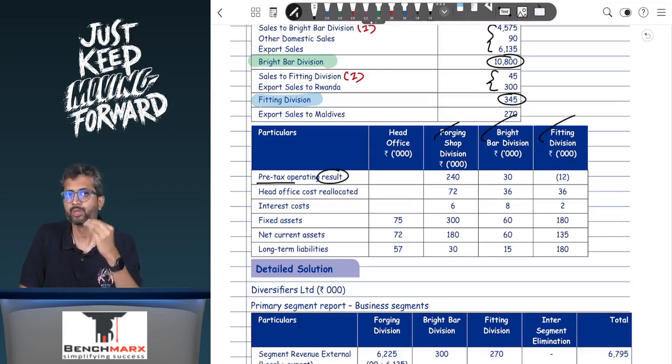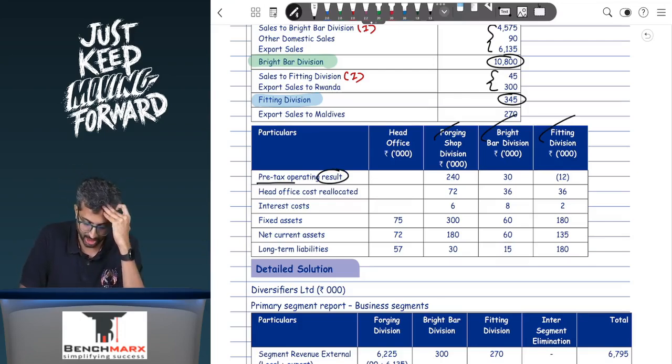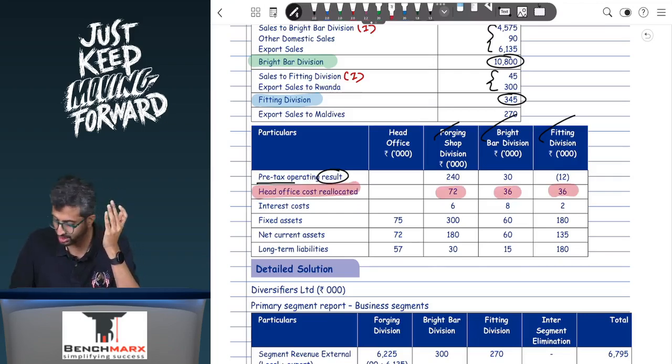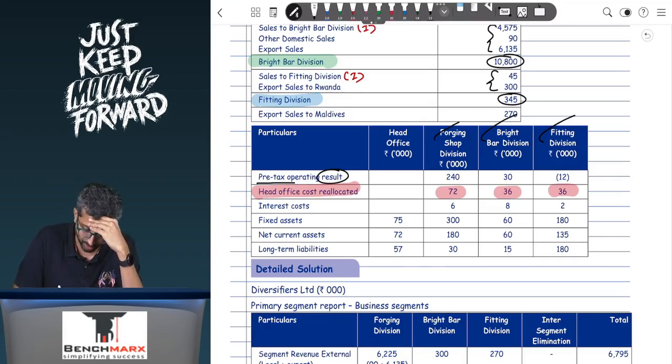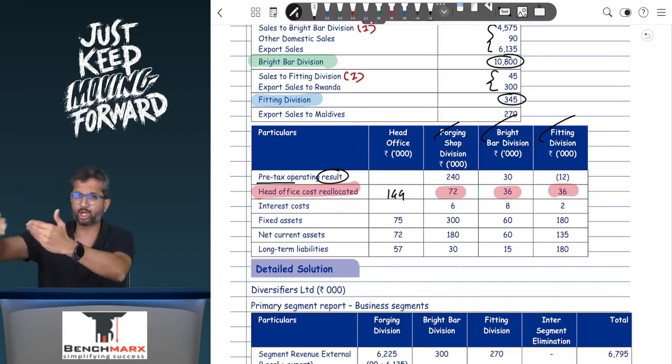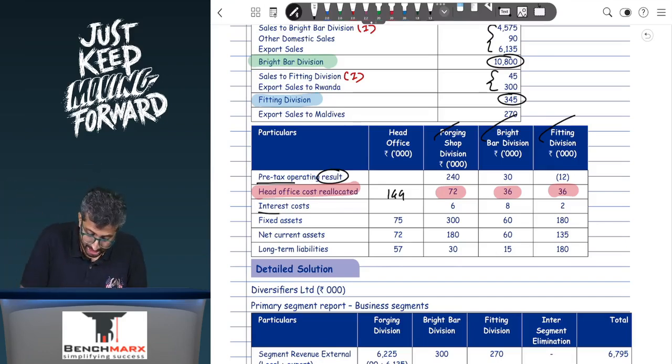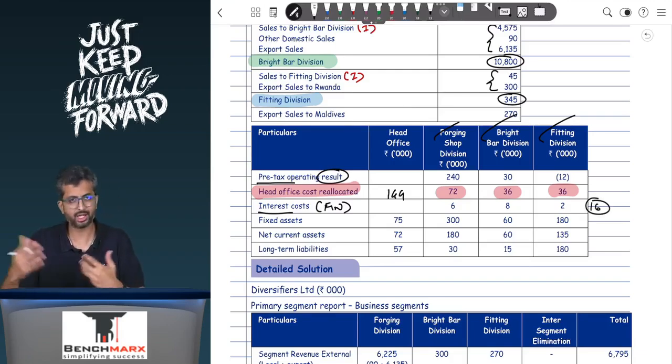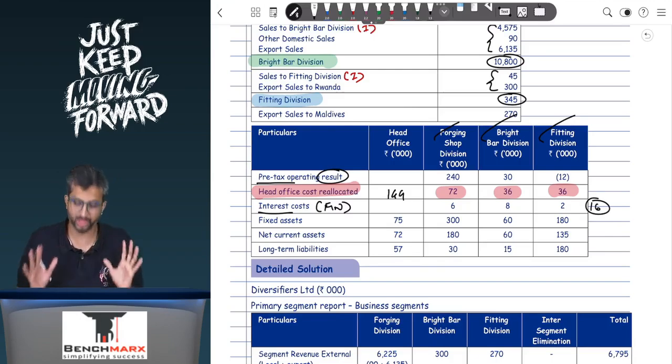So divisions business seems to be my primary segment. Head office cost reallocated. Now this is a little tricky. If I look at this, maybe a total of 144 of total expenses are linked to head office. Institute has assumed this to be unallocable and it is to be shown separately. Similarly, interest costs, these are financing in nature, and hence this is 16 rupees of interest cost, not really linked to head office, but this is 16 rupees linked to interest cost, which will be shown for the purpose of reconciliation if I have to reconcile with net profit.